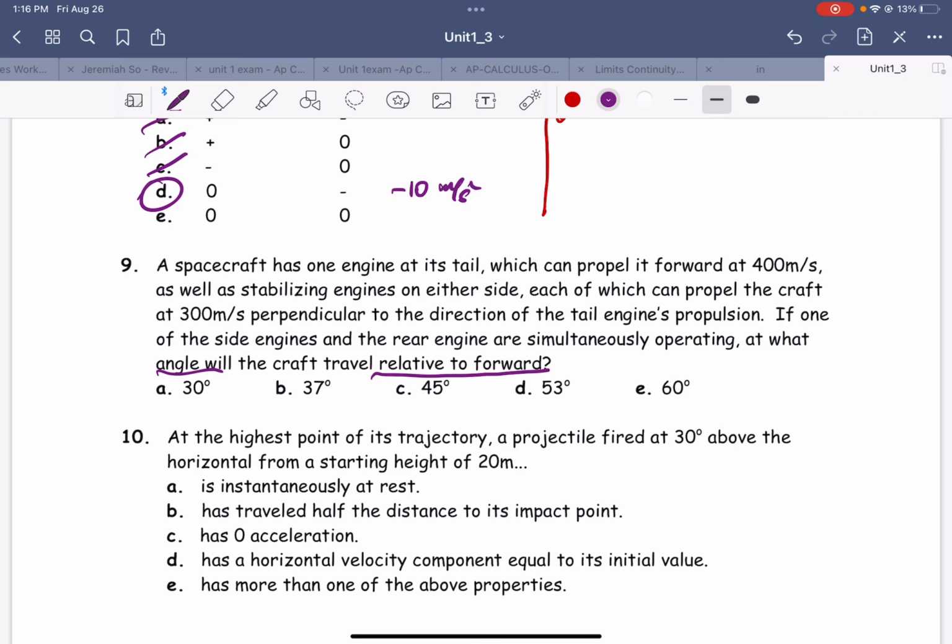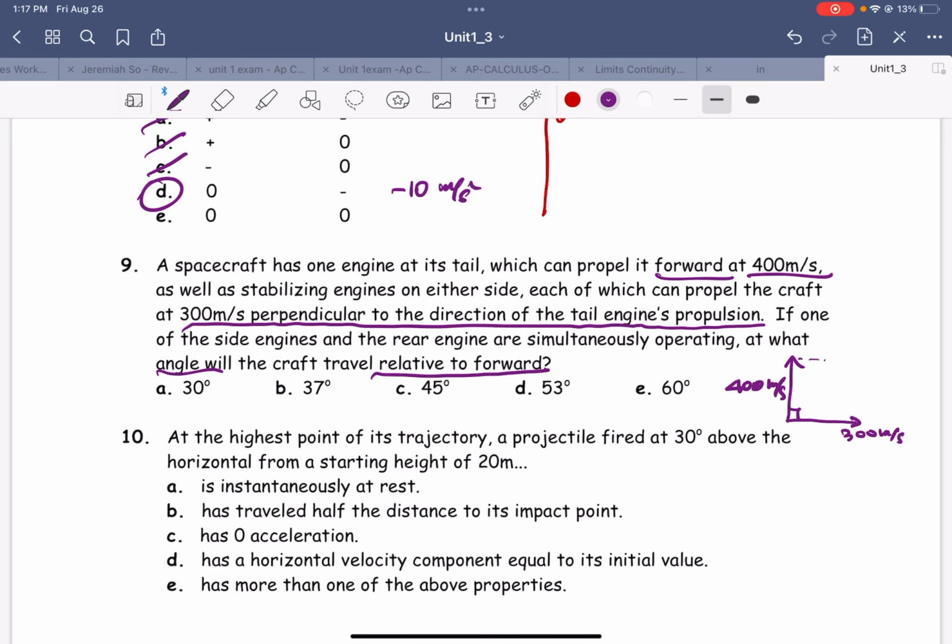So let's draw a diagram quickly. You draw like this first. It's 400 meters per second forward. Now, at the same time, it's 300 perpendicular to the direction of the tail engine's propulsion. It doesn't say which direction, but on the sideway, this way, 300 meters per second. Okay, it is perpendicular.